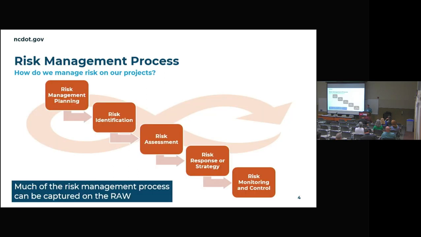There's several steps in the risk management process that we promote here at NCDOT, specifically with value management. The risk management planning step, this is your starting point. This is your plan for how you're going to capture risk going forward on a project, though you can use this process for capturing risk for other things like programs and things like that.